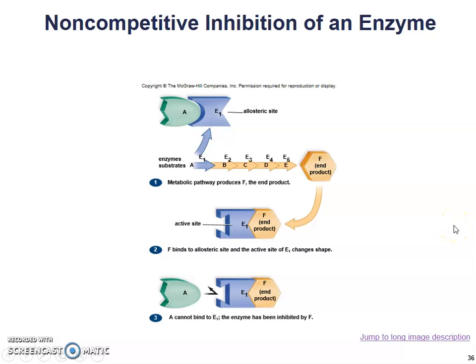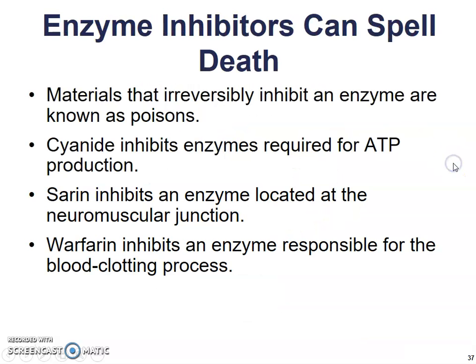So here we have a diagram of non-competitive inhibition. We have A going in to our enzyme and making our product. So just take a look at that. It's in your notes too, guys.